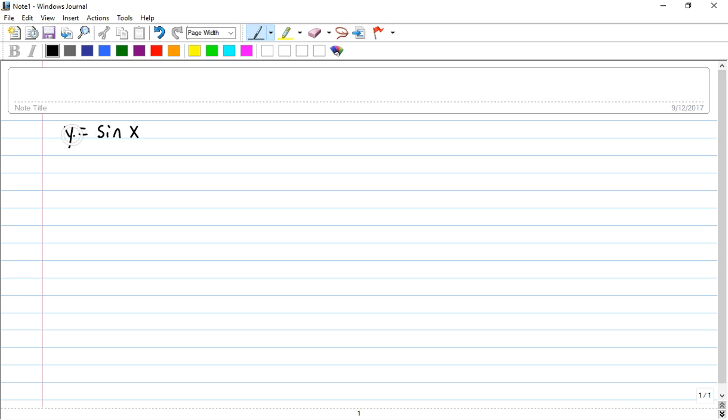Now, the general form of this equation, y equals sine of x, is y equals a sine of omega x. Meaning that we can put numbers in front of the sine, and that's going to change something about the graph, and we'll go over that. And we can put numbers in front of the x, and that's going to change something about the graph.